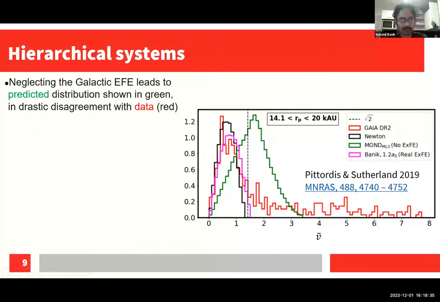Right. So what happened with this wide binary test?